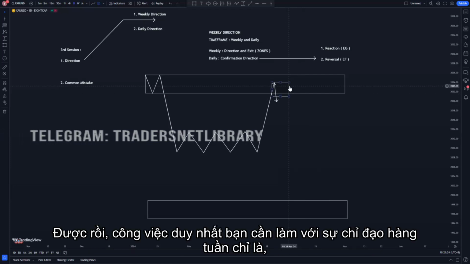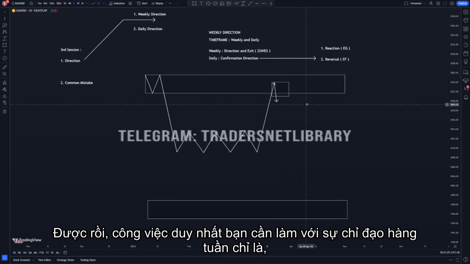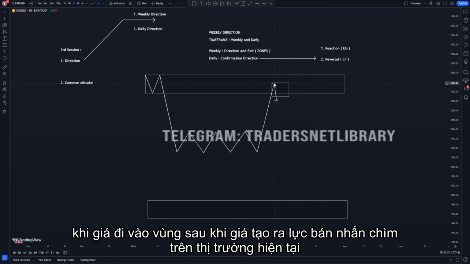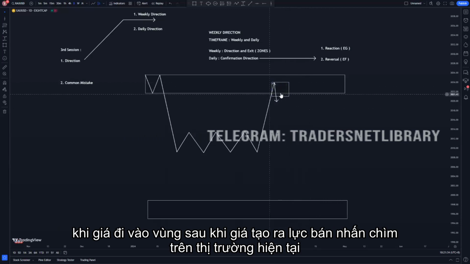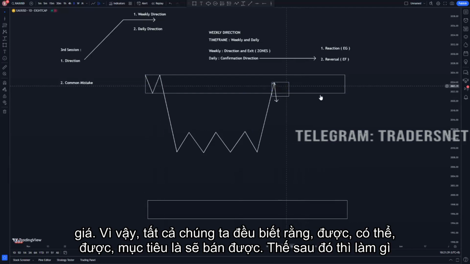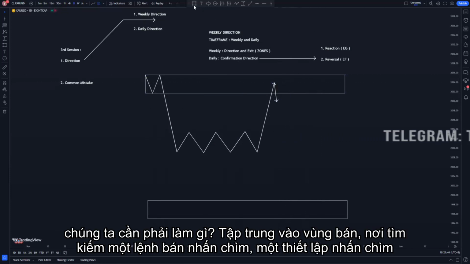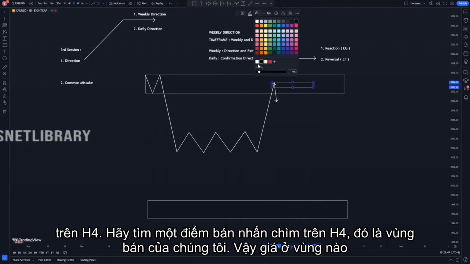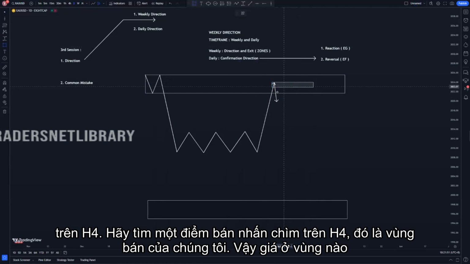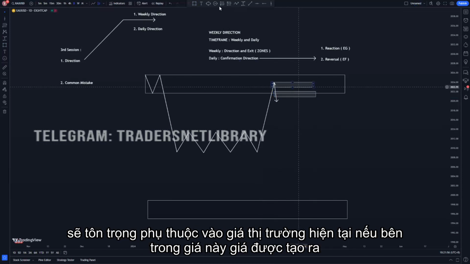The only work you need to do with the direction of weekly is to wait until the price gets into the zone after the price created an engulfing sell at the current market price. So we know that gold is going to sell. After that, what do we need to do? Focus on the sell zone, which is to look for an engulfing sell setup on H4. Look for an engulfing sell on H4, which is our sell zone. Which zone the price is going to respect depends on the current market price.